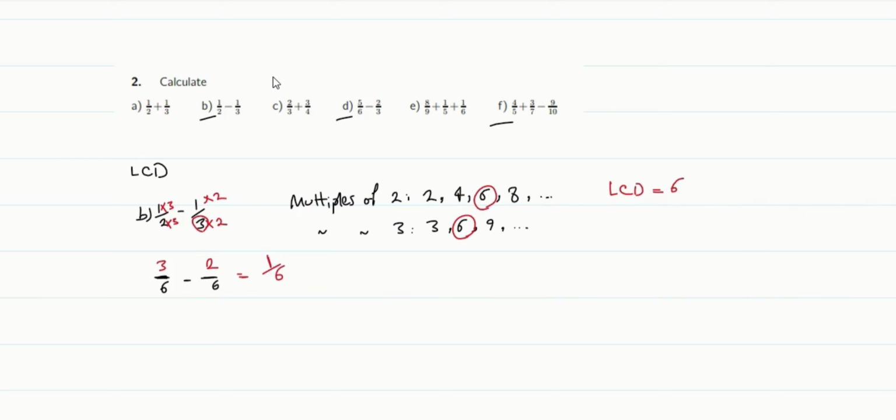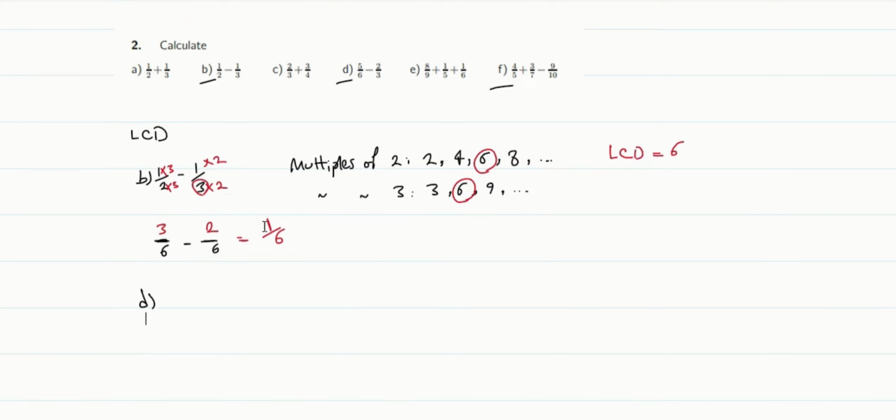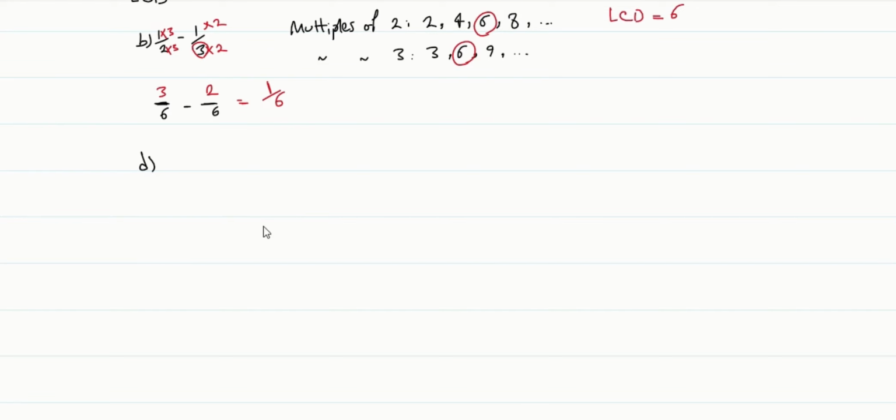Now let's head to D. So on D, we have 5 over 6 minus 2 over 3. As I said, step 1 is to find the LCD of 6 and 3. So what is the LCD of 6 and 3?